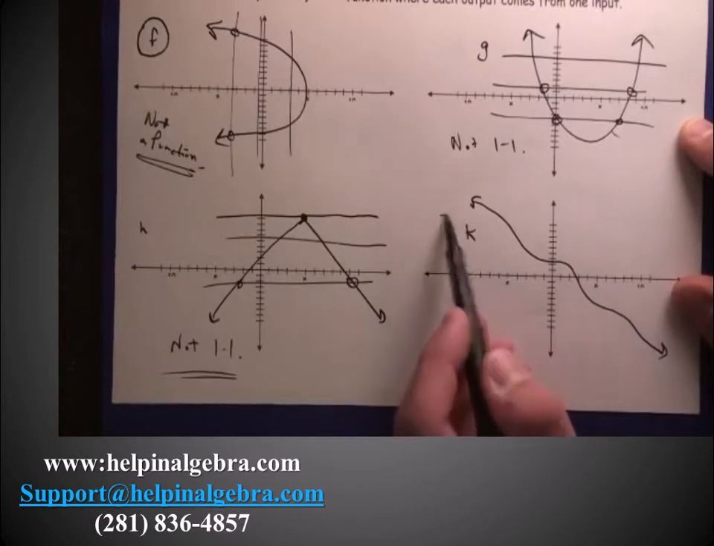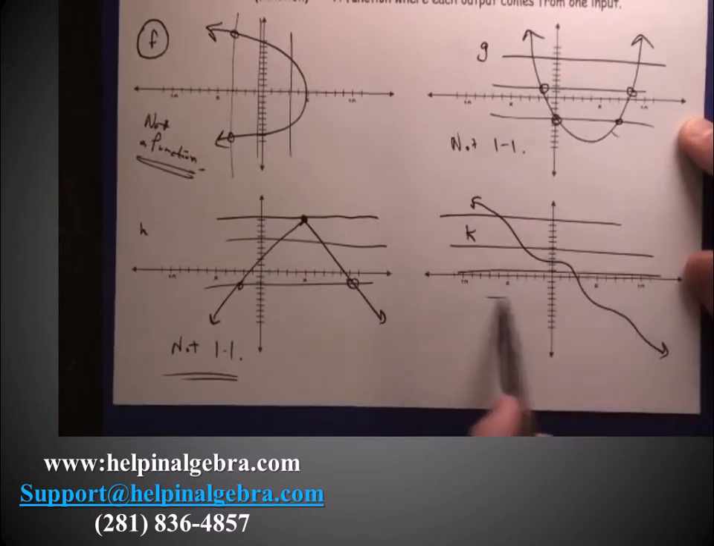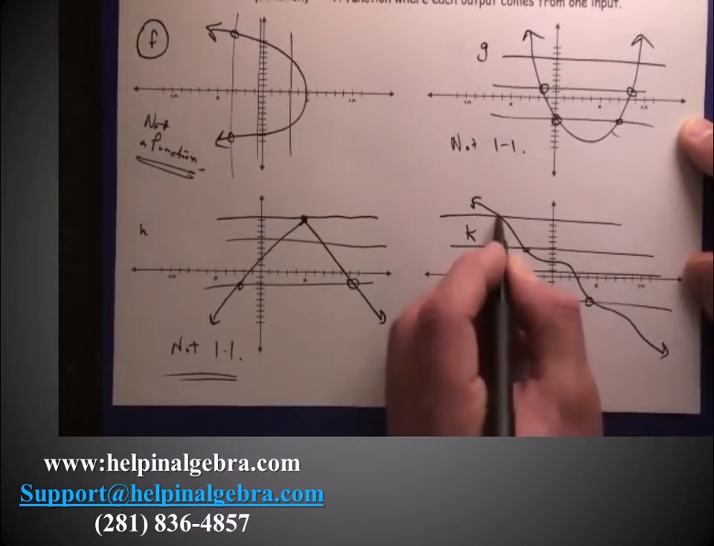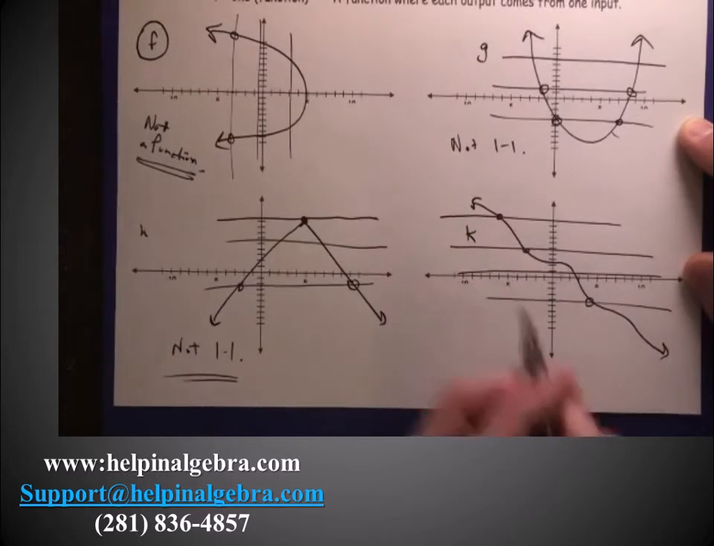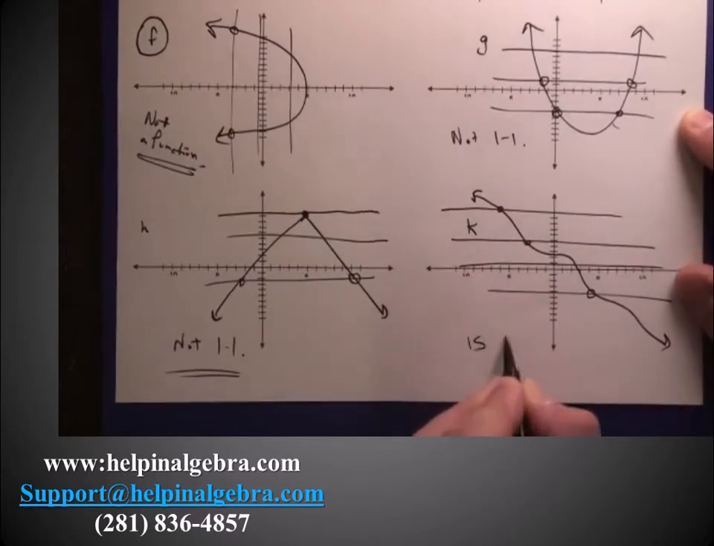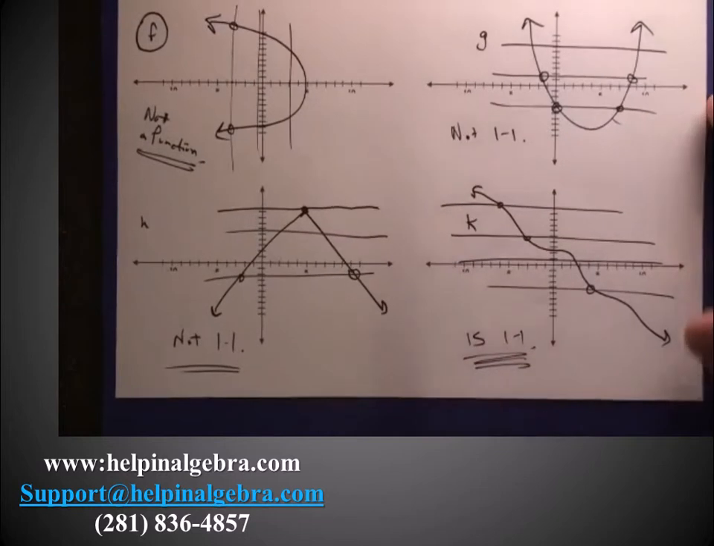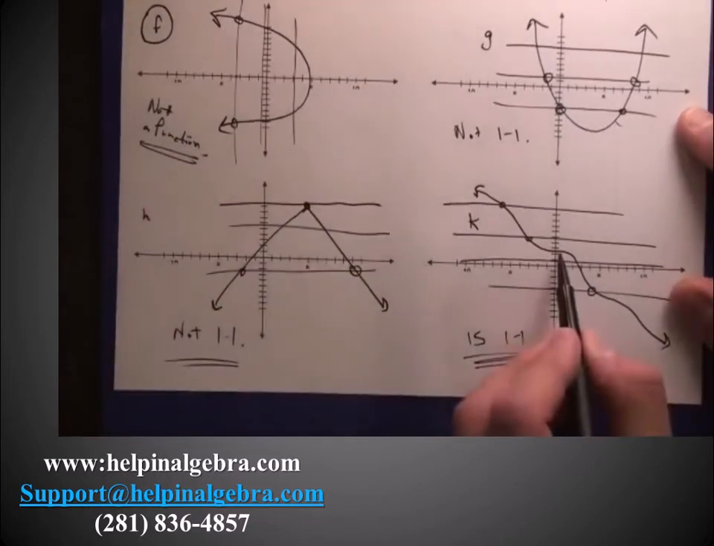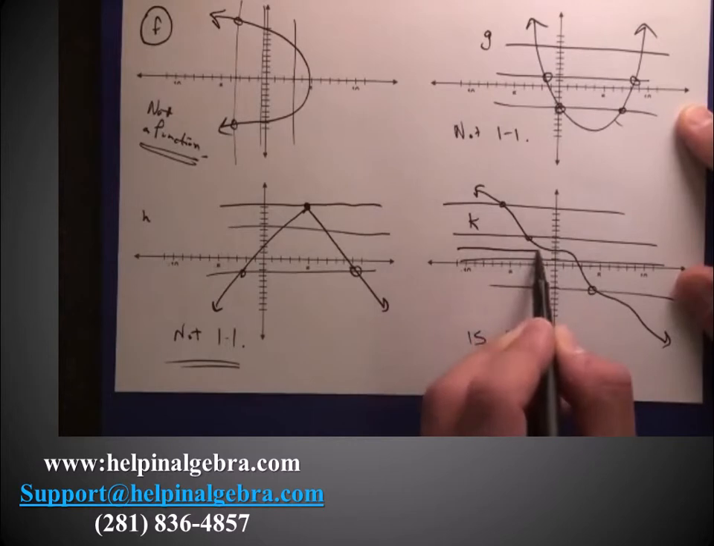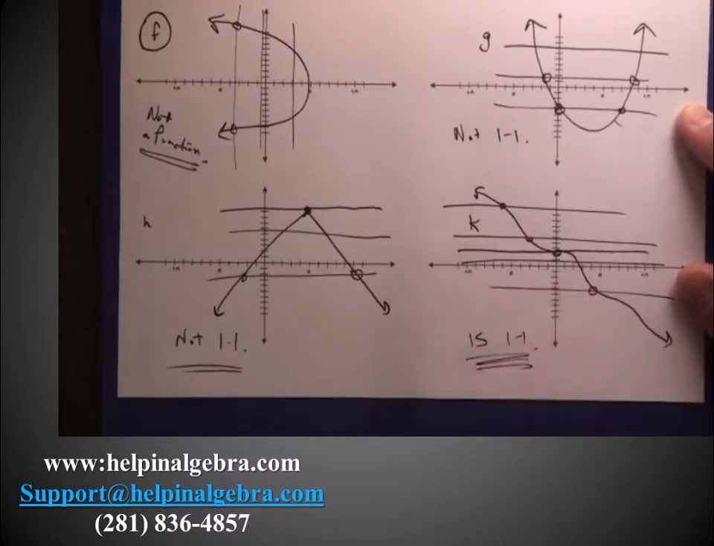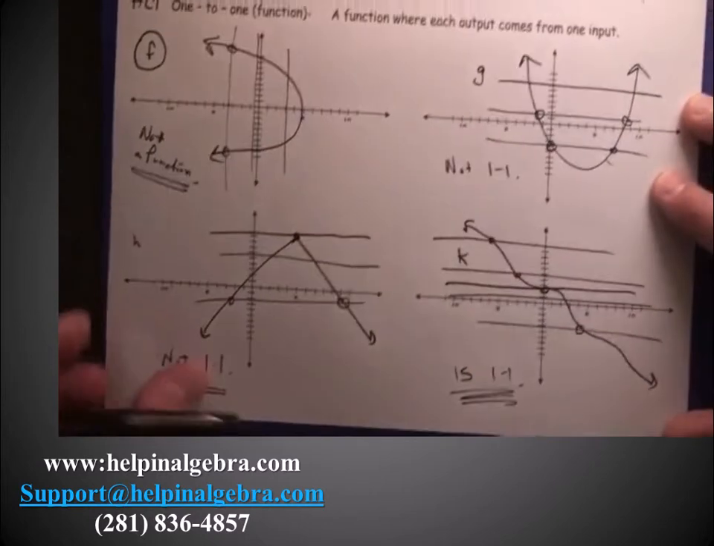Now what about function k? Well, each of these horizontal lines only touches the graph at one place. So therefore this is one-to-one. This passes the horizontal line test. Some of you may be looking at this here and saying, well, wait a minute, what about that? Well, actually, you're only going to get one point of intersection. This is going to be very, very close.